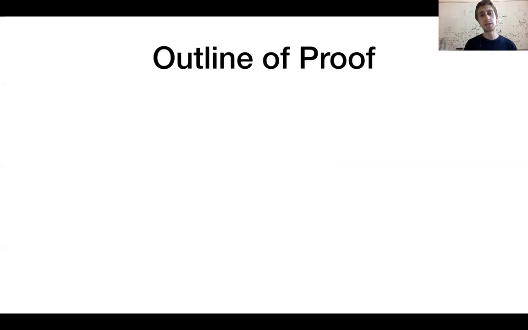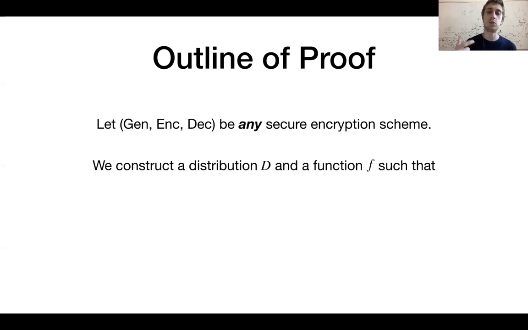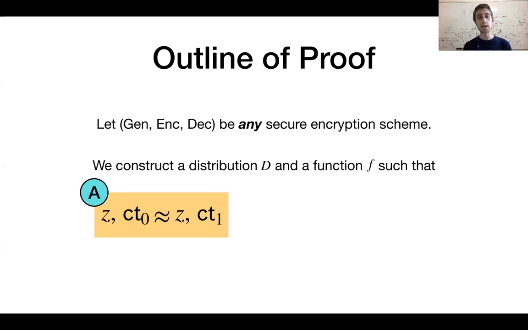For the rest of the talk, I want to give an outline of the proof of our main result. To do so, we have to take any secure encryption scheme given by a key generation, encryption, and decryption algorithm, and we need to construct a distribution D and a function F such that, on the one hand, this distribution outputs public keys such that the auxiliary input and a ciphertext of 0 is indistinguishable from the same auxiliary input and a ciphertext for 1.